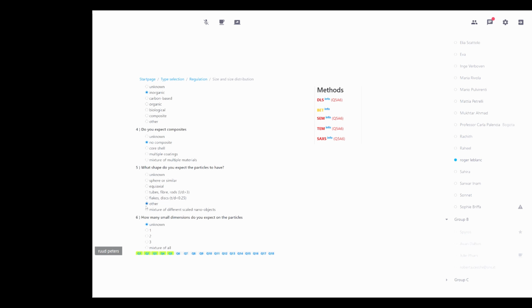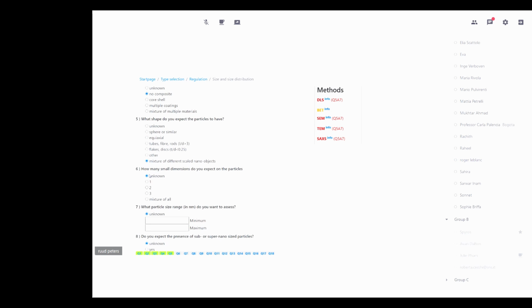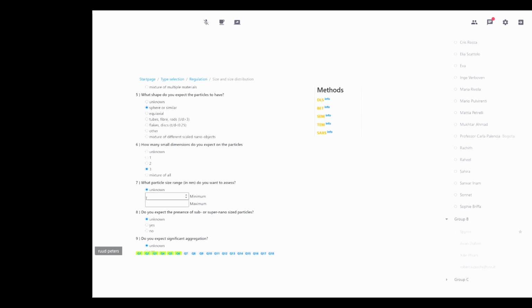Other, you can see one more goes out, and mixture will be the same. We leave it here at sphere. How many small dimensions do you expect the particles to have? Well, they may have one. This is in case you know how many small dimensions you want to determine, and you have difficulty answering question 5. These are the tubes. These are the flat materials. These are the tubes again, of course. DLS is a problem, and this is spherical materials where there is no problem.